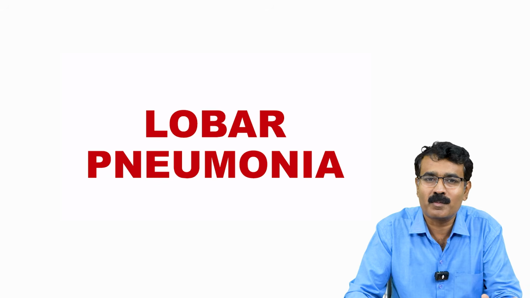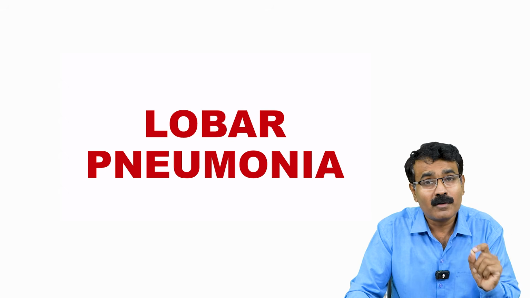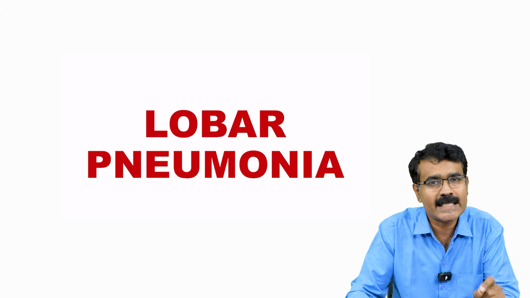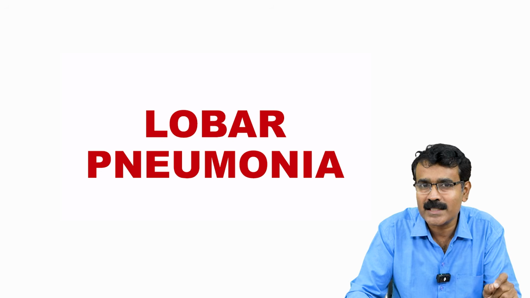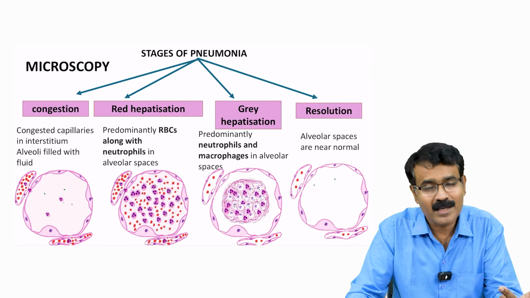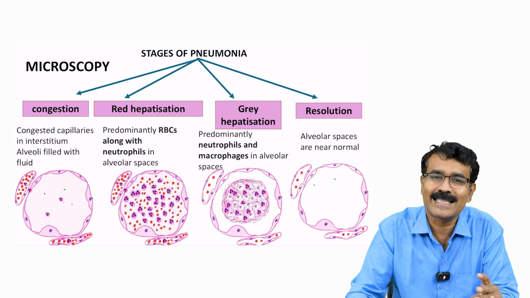It's another important topic in your practical examination, lobar pneumonia. So what are the microscopic features of lobar pneumonia? For you to understand the microscopic features of lobar pneumonia, you need to know the stages of lobar pneumonia. So what are the 4 stages? The stages are stage of congestion, stage of red hepatization, stage of gray hepatization, and stage of resolution.